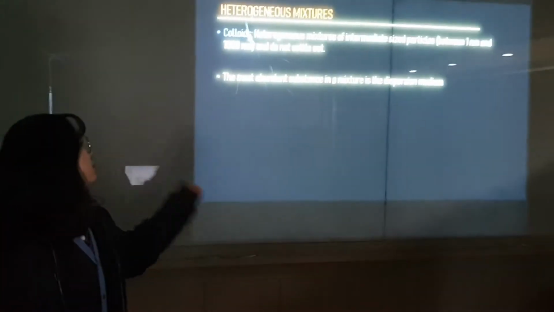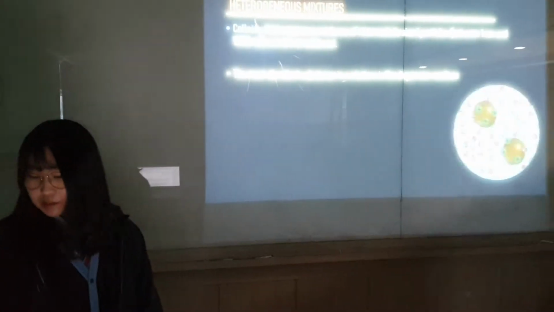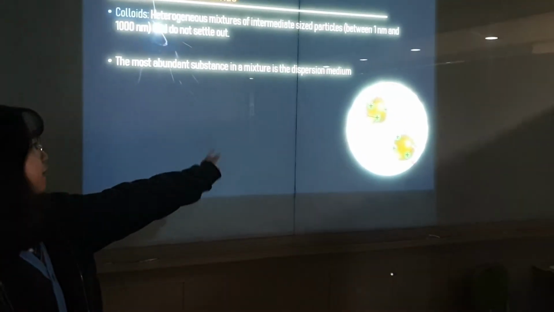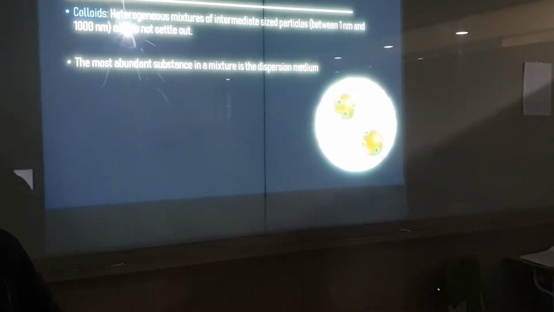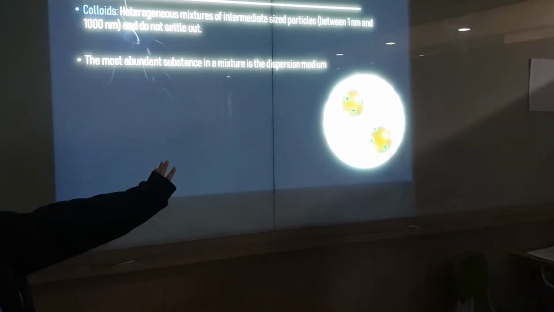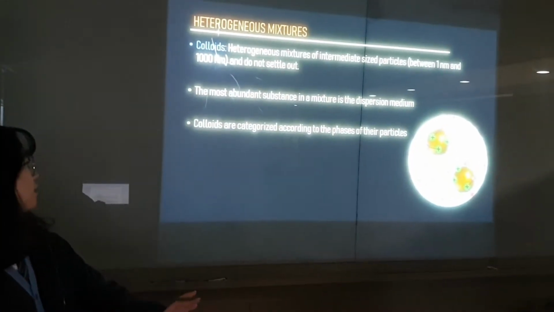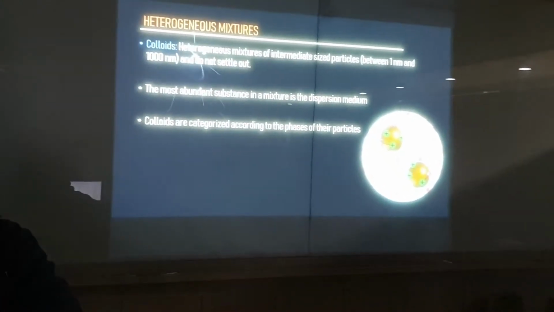And the most abundant substance in a mixture is the dispersion medium. So in the diagram, there are positive and negative particles, and you can see that the negative particles are the majority, which means the negative is the dispersion medium. And then the colloids are categorized according to the phases of the particles.